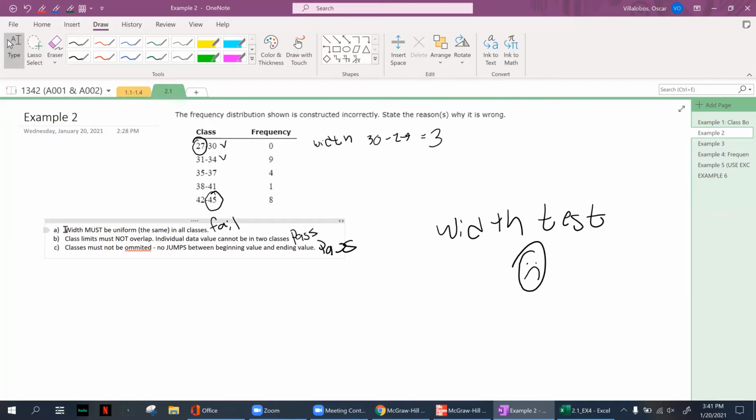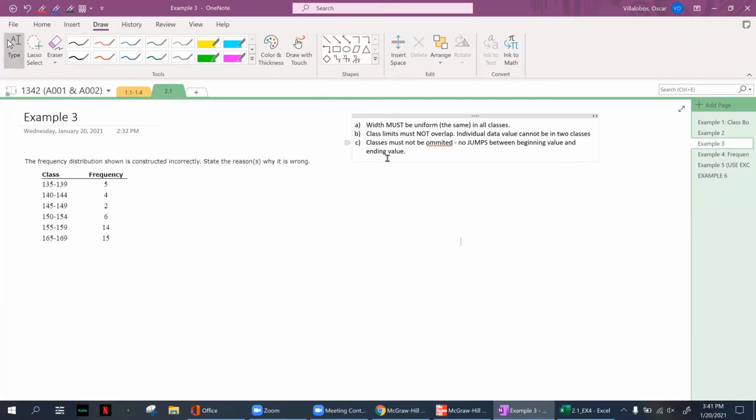You know what? Let me move these tests so we can have them. Let's move those over there to example 3. Oh, they're already there. Never mind. Okay. The frequency distribution shown is constructed incorrectly. State the reason why it's wrong. So it can be A, it can be B, it can be C, or it can be more than one. You're going to have to test all of them.